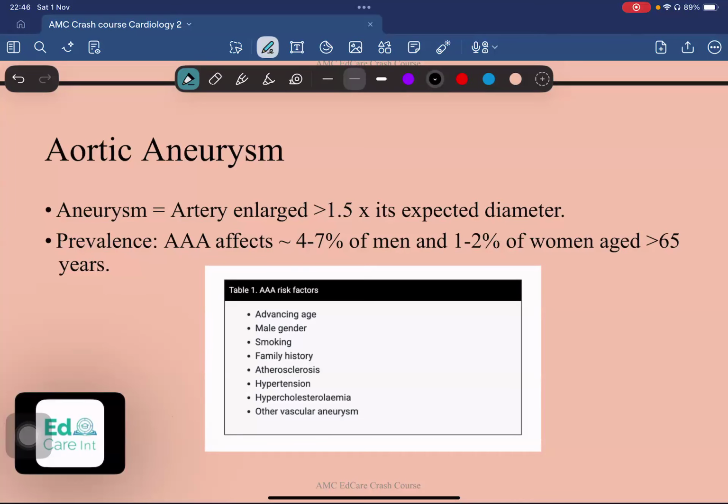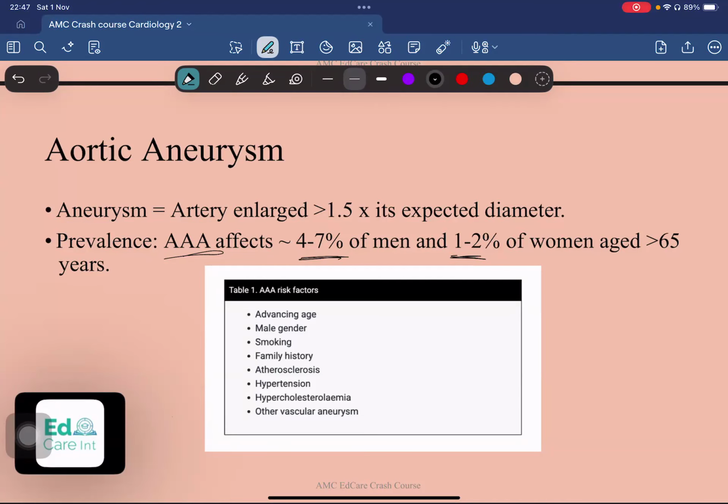As you all know, an aneurysm is a segment of an artery that has expanded to more than 1.5 times its normal diameter. In Australia, abdominal aortic aneurysm, AAA, is very common in older men. That's something you should know. If the question is directing to older men, you should know. About 4 to 7% of men over 65, and about 1 to 2 percent of women will have some dilation of their aorta. That's their prevalence.